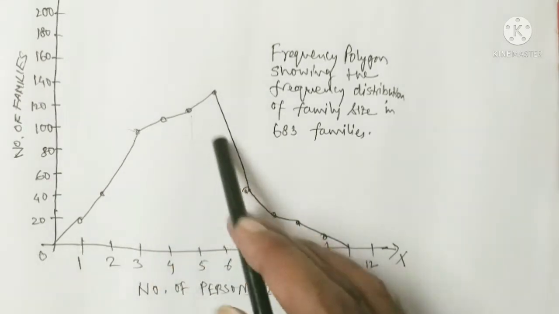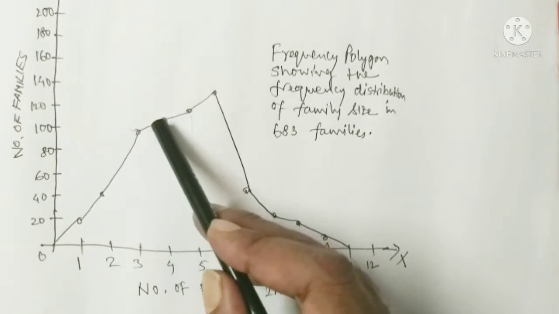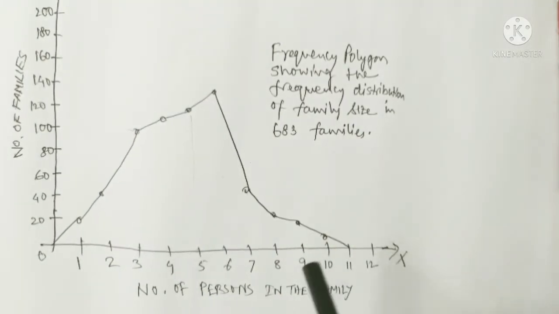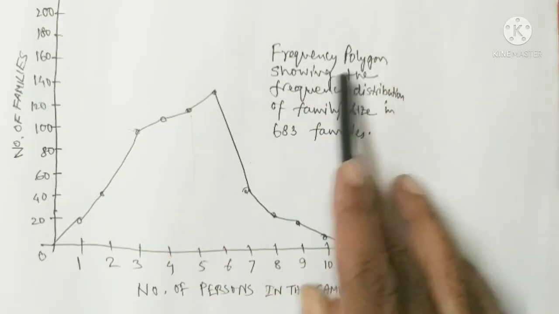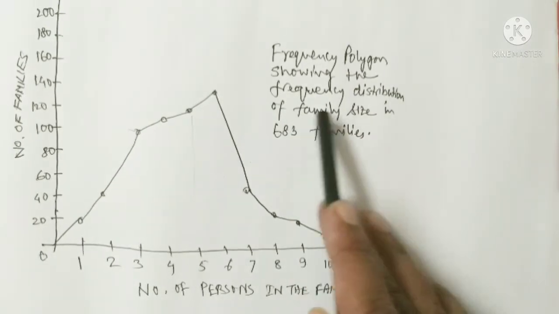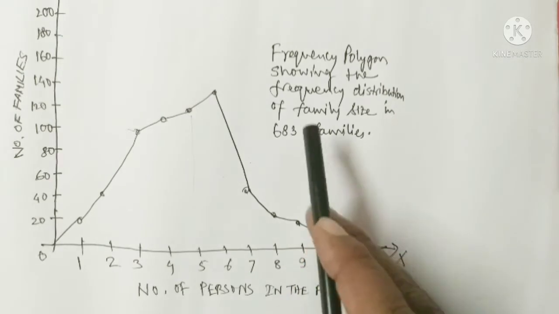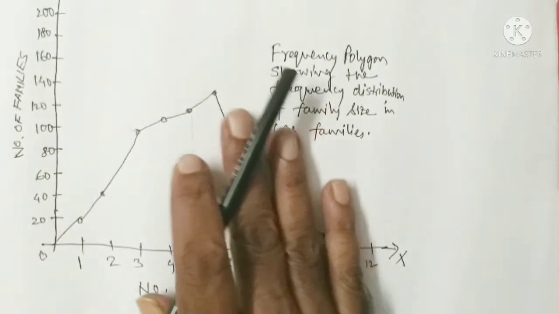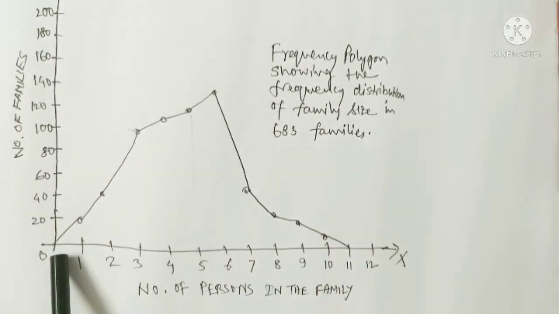This is a closed figure and this is a polygon, that is 1 side, 2 sides, 3, 4, 5, 6, 7, 8, 9, 10, 11 sides. That is more than one side, and this is called a frequency polygon. Frequency polygon showing the frequency distribution of family size in 683 families. Here our total count is 683 families and everything is measured on the xy plane. The vertical axis measures number of families and the horizontal axis measures number of persons in the family.